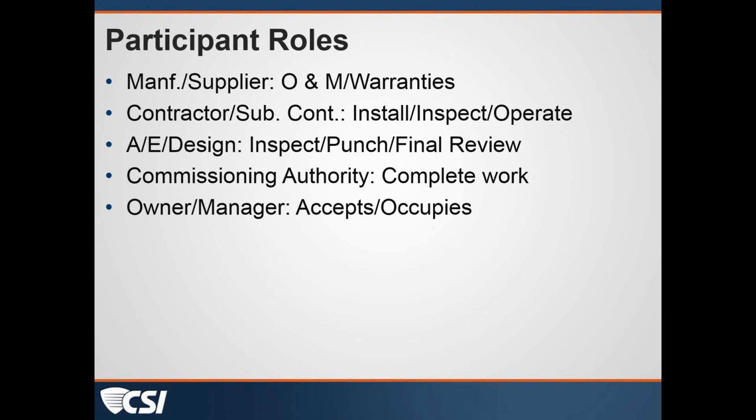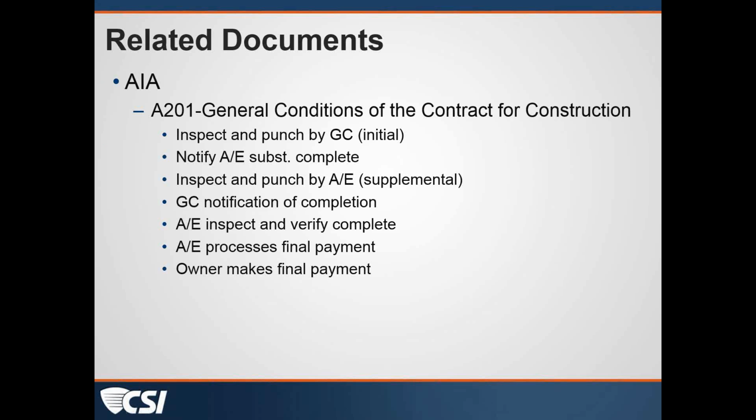That's right, good point. Well, Matthew, let's go to the next slide. So the related documents that we frequently use and refer to, starting with the AIA documents A201, which are the general conditions of the contract for construction, lay out what the process, the procedure is for closeout at the end of the job.